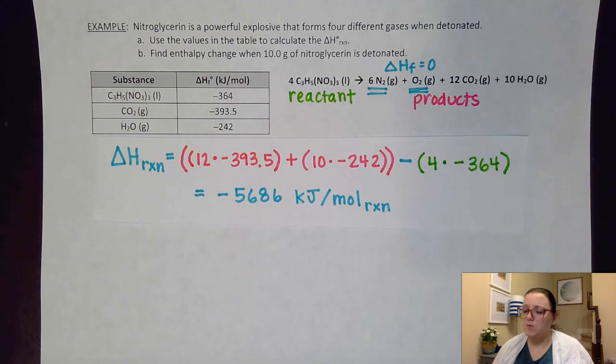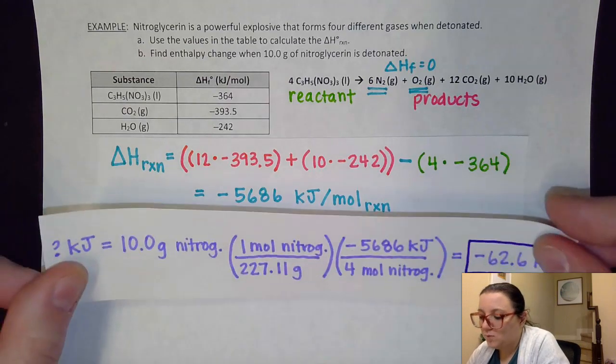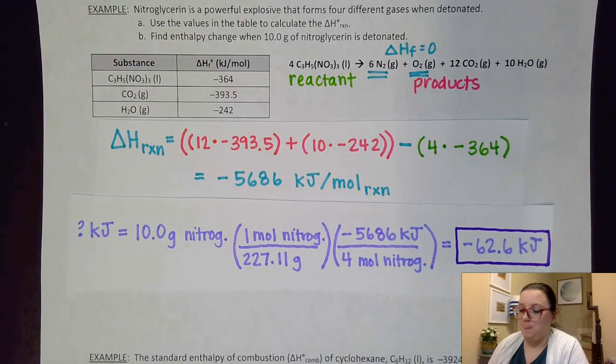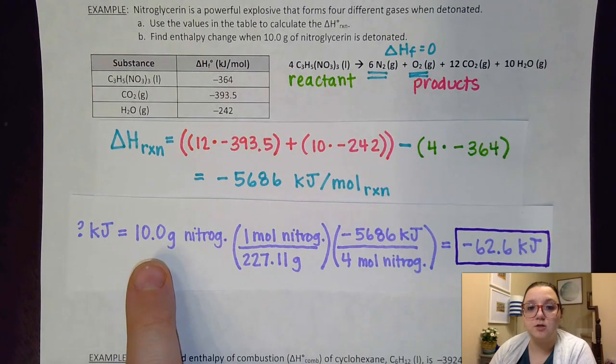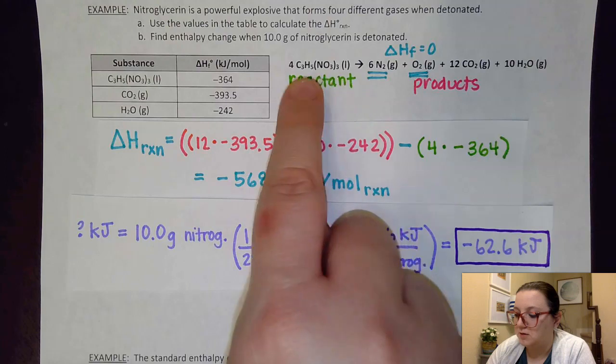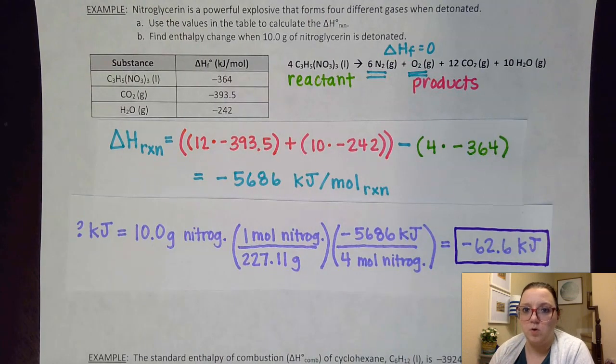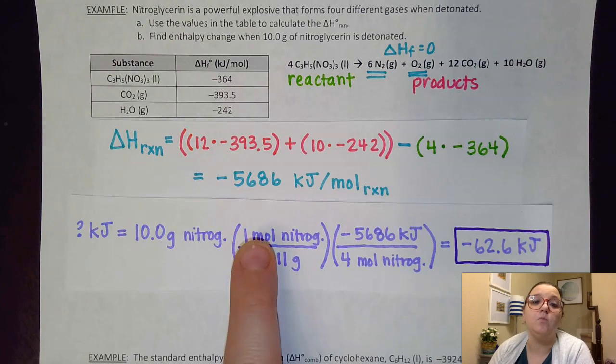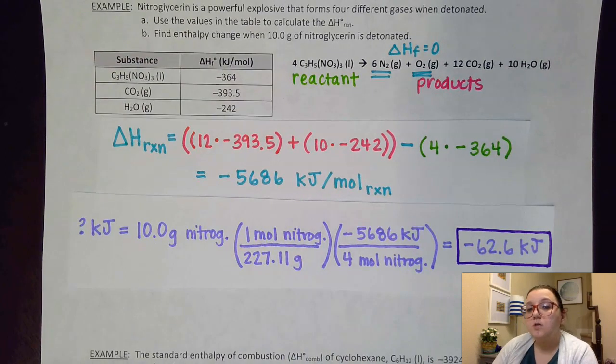So that means I'm going to be doing a stoichiometry setup. Now I'm going to go ahead and put my work up here, but this is exactly what we did in one of our previous videos. I would say, hey, that 10 grams of nitroglycerin, so that's this long compound here, let me go ahead and convert that into moles. So I found the molar mass of this compound and said, hey, that's for every 1 mole of nitroglycerin. So then I'm going to do a mole to kilojoule situation.